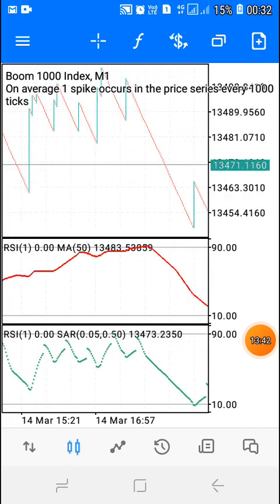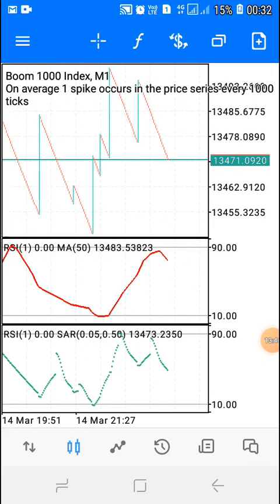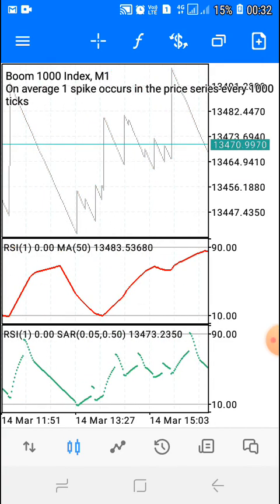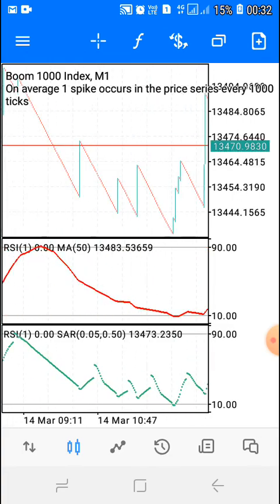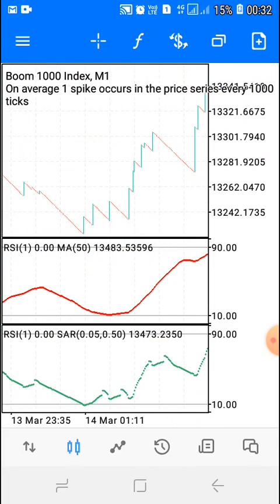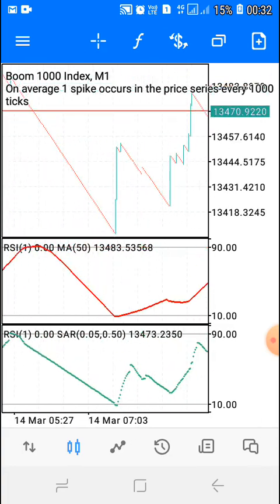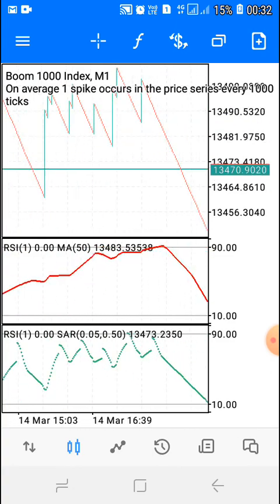You can't be greedy, because if you are greedy, you might end up blowing your account, because you will be holding trades for a long period of time. And when you hold trades for a long period of time with a scalping strategy, spikes might occur. And if it occurs, you will blow your account.